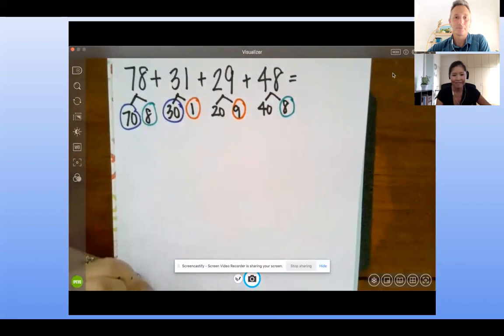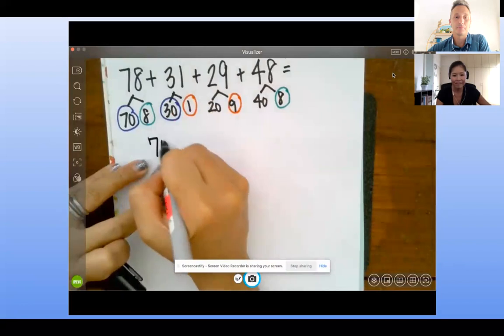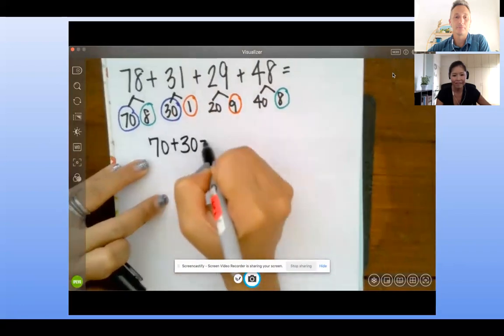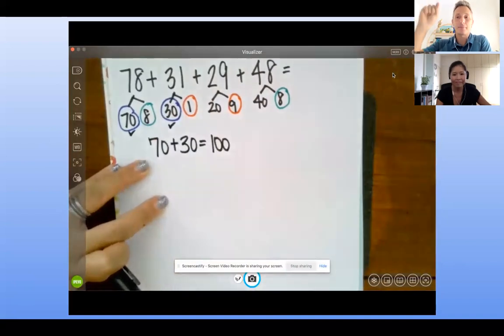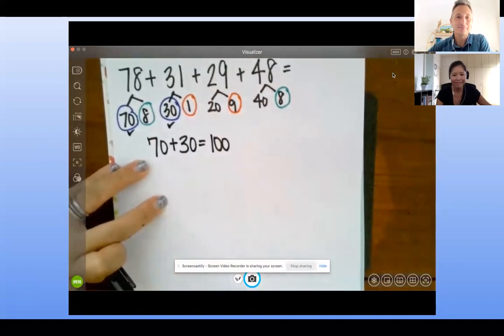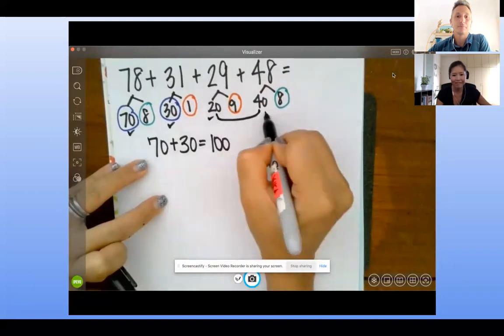I'm going to start by adding my 10. So first, I'm going to add 70 plus 30 because I know that makes 100. I like that. Check. Yep. Sure, I've already added. Then I'm going to add these two. Okay. 20 and 40.